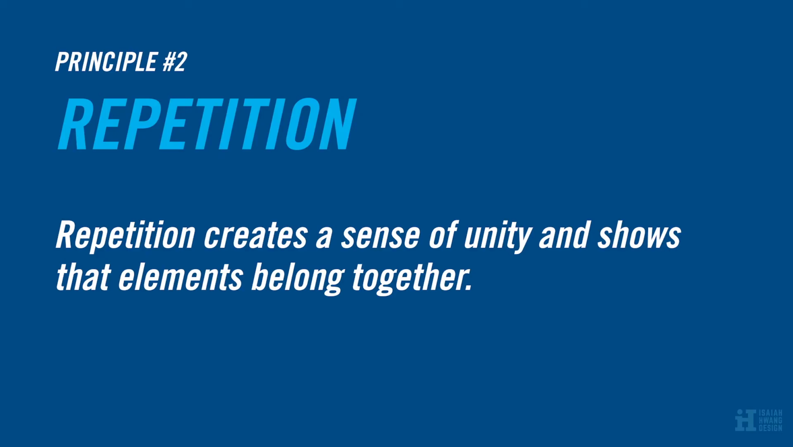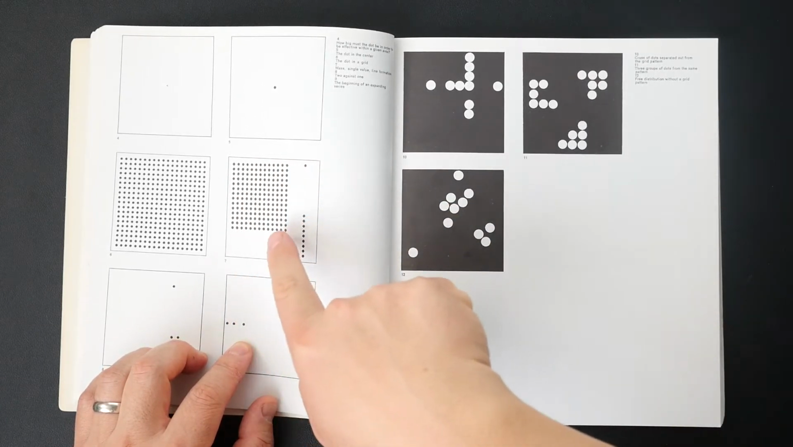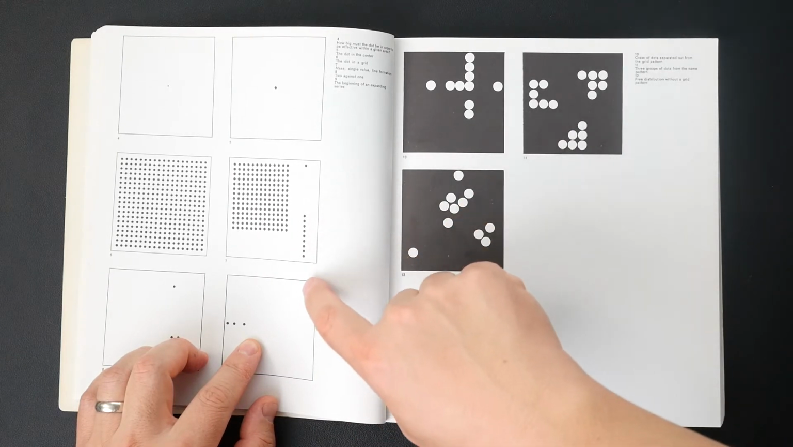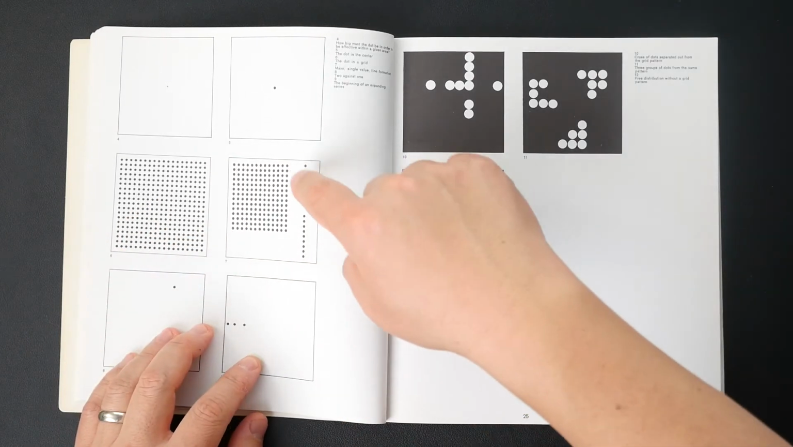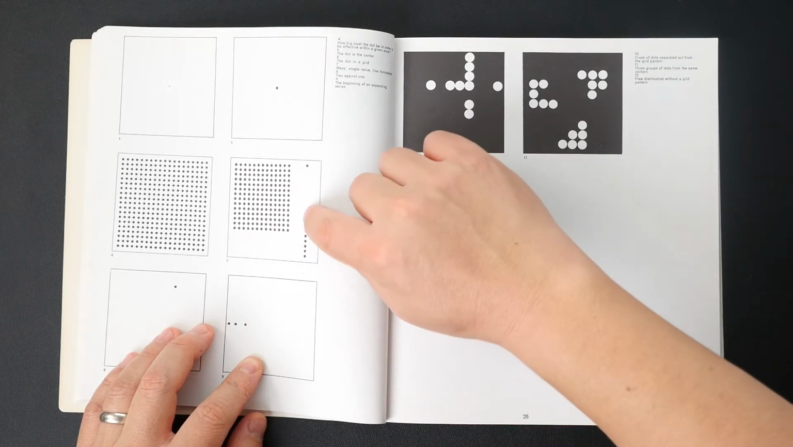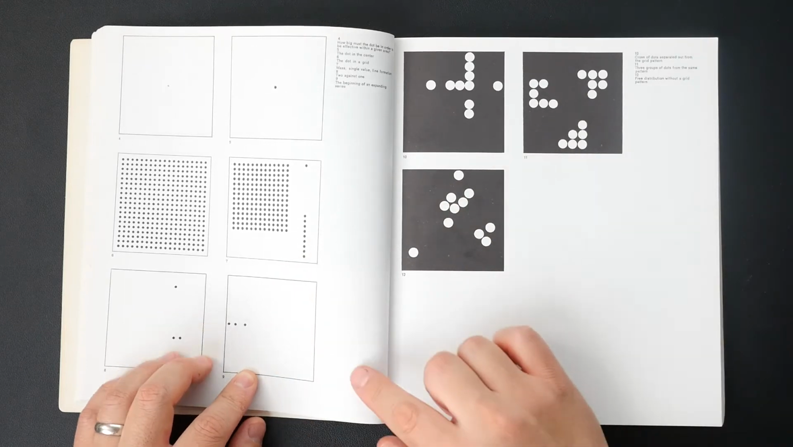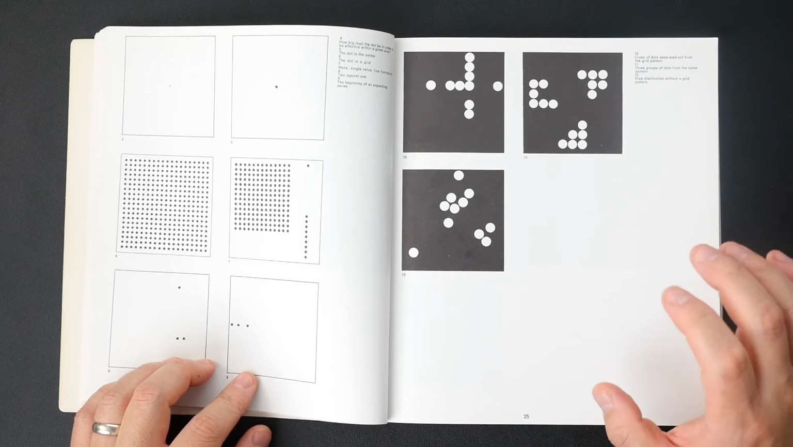The second principle is repetition. Repetition creates a sense of unity and shows that elements belong together. So in the same design right here, you know that all of these dots belong together. And then these dots on this line, you know that these all belong together. So if you had some sort of information here, the viewer would understand that all of these elements belong together. And then all of these little dots here, whatever elements you had there, they would understand that that belongs together. So when you have things that are grouped together and there's repetition, then it shows that they belong together.